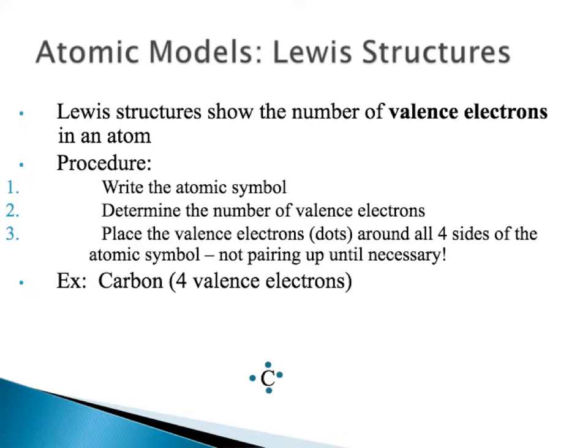Alright, so when we talk about bonding and drawing bonds, there's a really easy way to draw our atoms so that we just really consider the valence electrons. So first, you're going to write the atomic symbol. So let's say we're talking about oxygen. If you look at your periodic table, our atomic symbol is O.